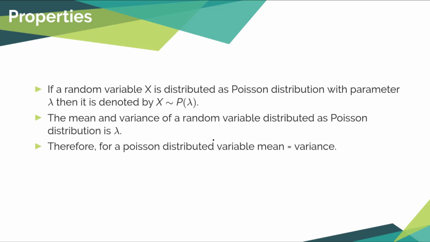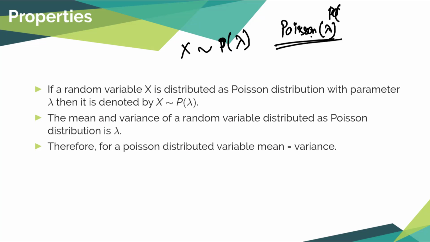Now, what are the properties of Poisson distribution? If a random variable x follows Poisson distribution with parameter lambda, we write it as P lambda. P stands for Poisson, right? Now, in some textbooks, because P is also used for probability, we write Poisson as it is, Poisson lambda, just for the sake of clarity, because P lambda also may mean probability of lambda, right?